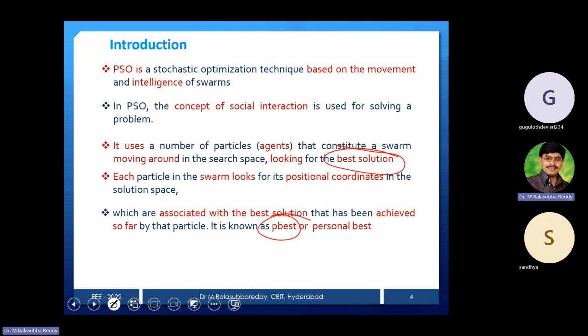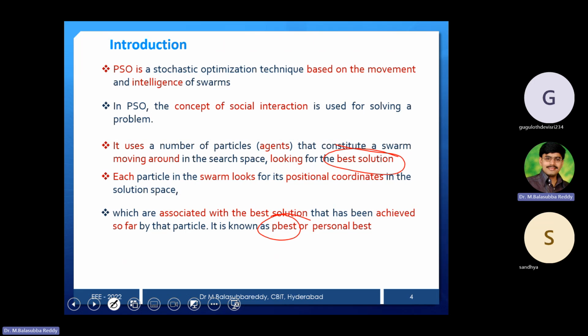Here, two things you have to remember: there is a p-best and a g-best. P-best is also called the personal best. G-best is also called the global best. While you are writing an exam, whatever marks you scored is your personal best. Every student has their own marks, and that is called a personal best.